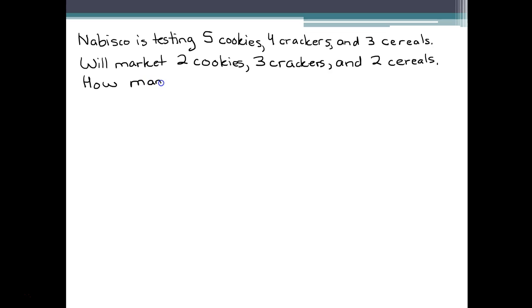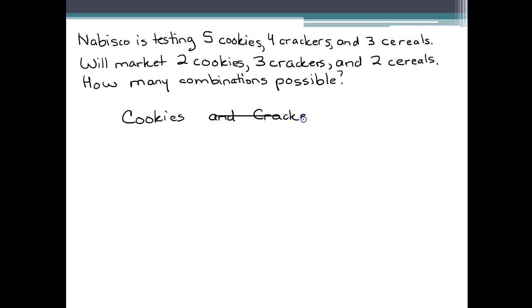The problem itself gives you a huge hint of what you're doing here. You're finding combinations. But you've got 3 different categories you have to work with here, because you're working with cookies and crackers and cereals. So you have to figure out the number of combinations for cookies, the number of combinations for crackers, the number of combinations for cereals. And since it's joined by "and," remember to multiply.